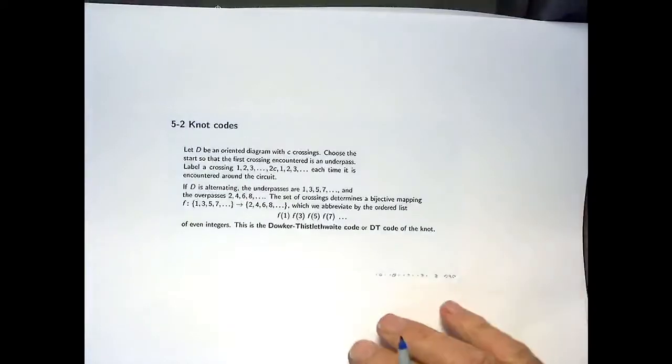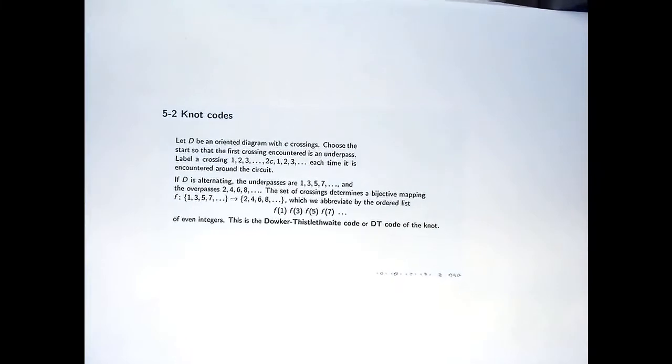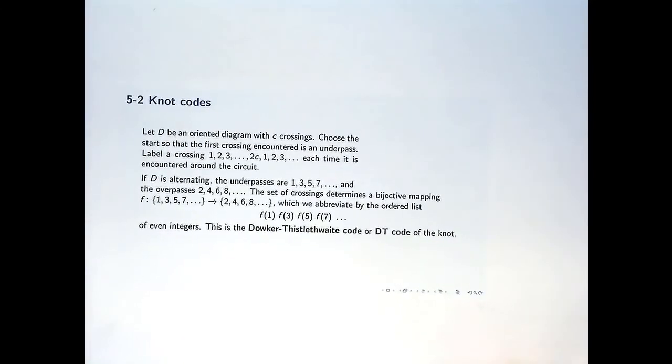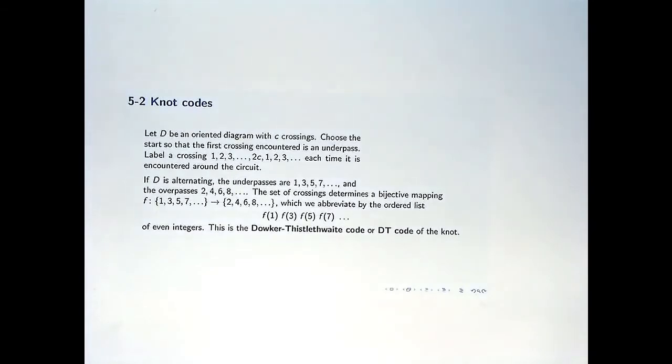And that's just a formal explanation of what I've just done. Because the knot was alternating, because my first underpass was 1, all the underpasses are odd, and all the even passes, all the overpasses, correspond to even numbers. So for each crossing, I've associated an odd number to an even number. So I've got a bijection from the odd numbers to the even numbers, and I just take the images in order of the odd numbers, and that is the code, sometimes called the Dowker notation, or the Dowker-Thistlethwaite code of the knot.